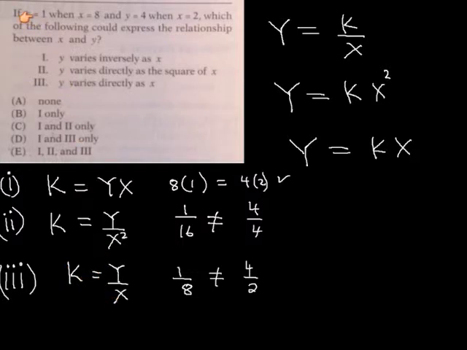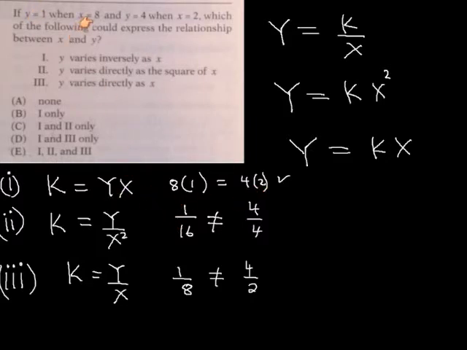So you have your y value and your x value, and here's another set of y and x values. When you plug into each of these equations, you should get the same answer for both. So for the first pair, 8 times 1 is 8, and 4 times 2 is also 8. So the first one works. The second one does not work.